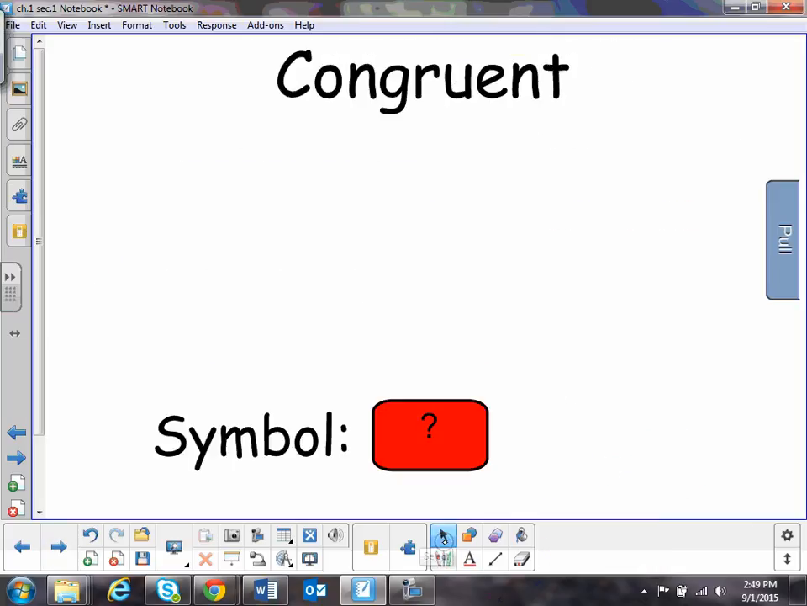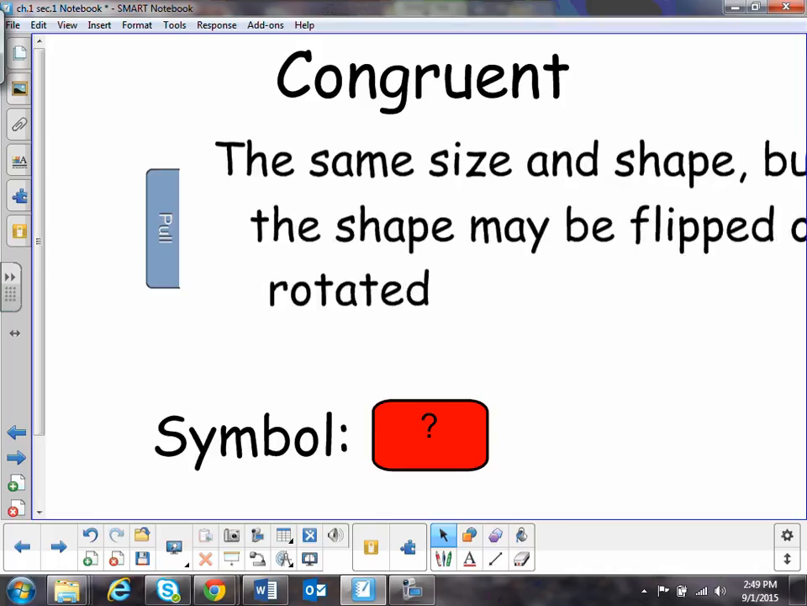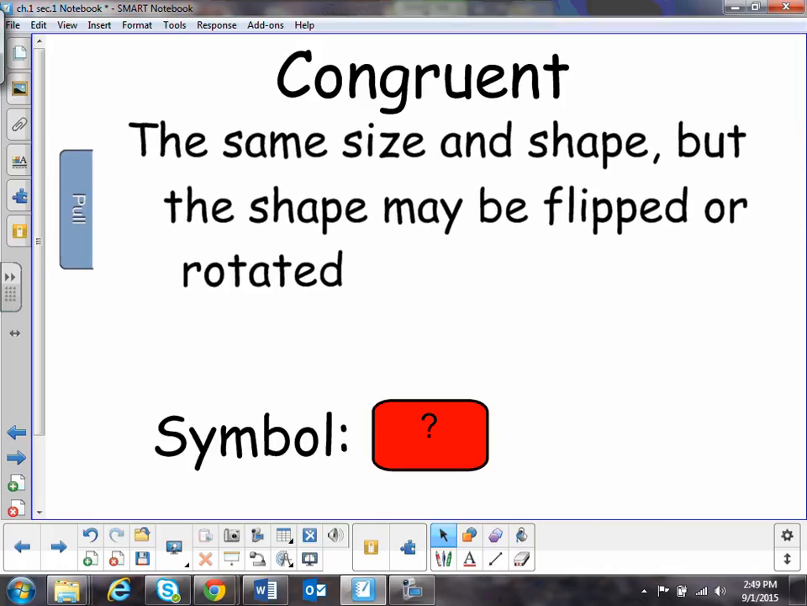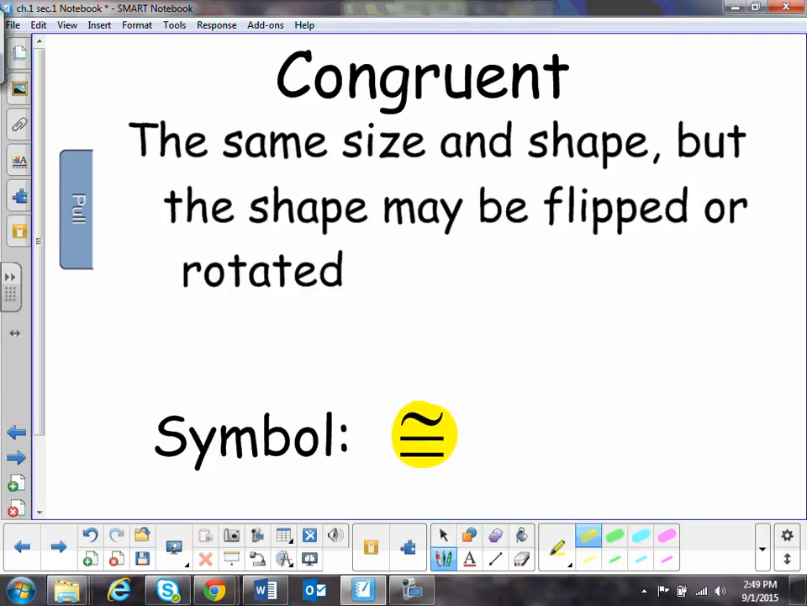Congruent means same size, same shape. And that's the correct symbol that you would use. So you get used to seeing that symbol. Just remember, same size and shape. And if you plan to turn it, rotated, that doesn't matter. It just has to be the same size and shape.